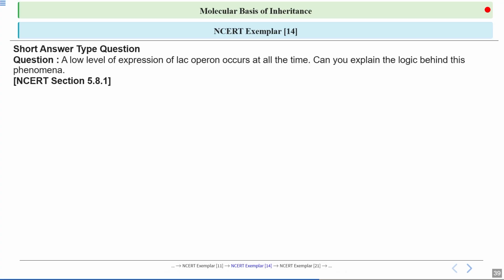Okay, now next question. Again, this is a very important question. The question is saying a low level of expression of the lac operon is happening all the time. What does this mean? It means it is being expressed constitutively. And what is the reason for that? Can you explain the logic behind this phenomenon?